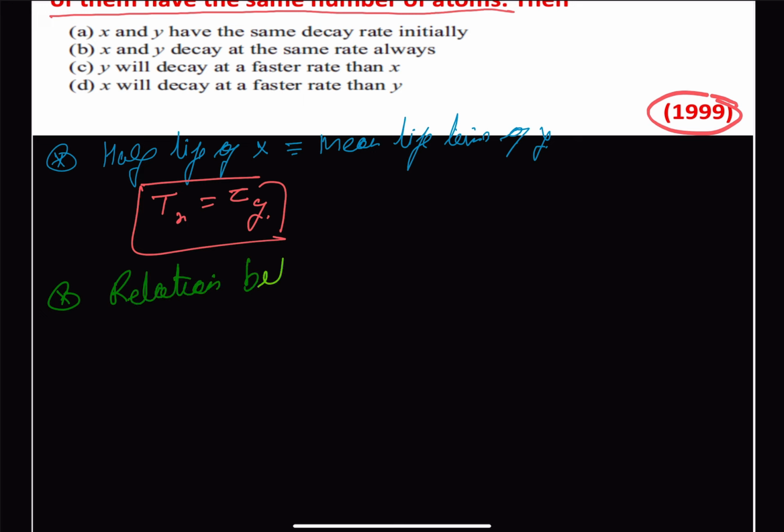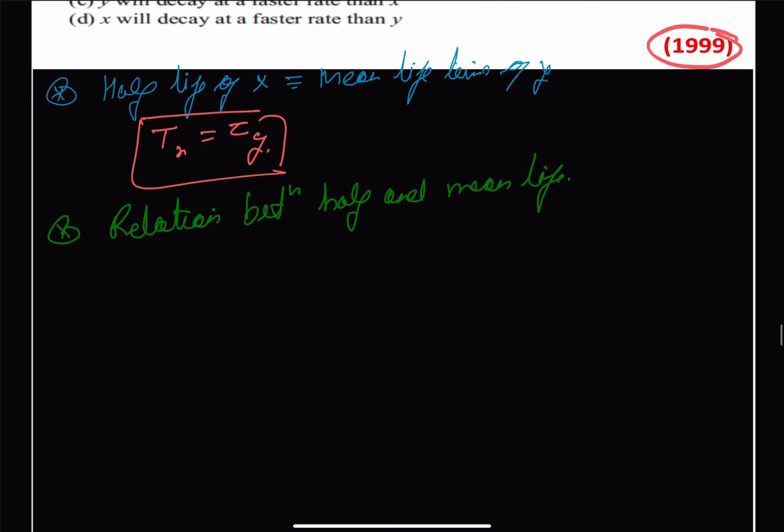Relation between half-life and mean life. That relationship is tau is equal to half-life divided by natural log of 2. We can approximately write this as half-life times 0.693. And now we can just modify this equation according to the given question.